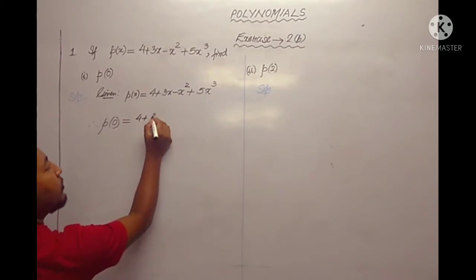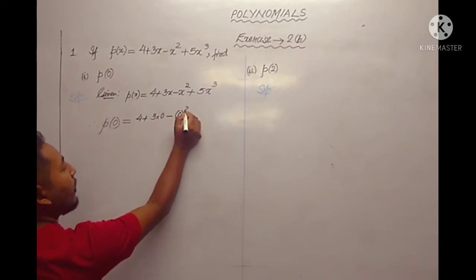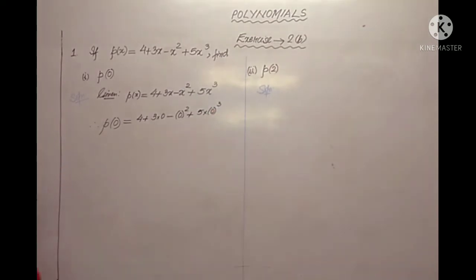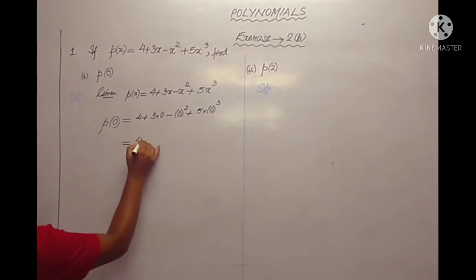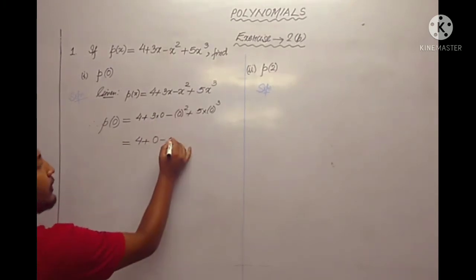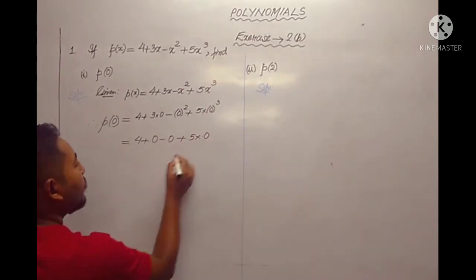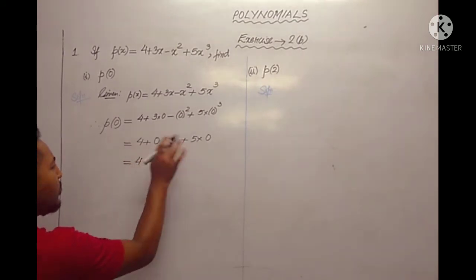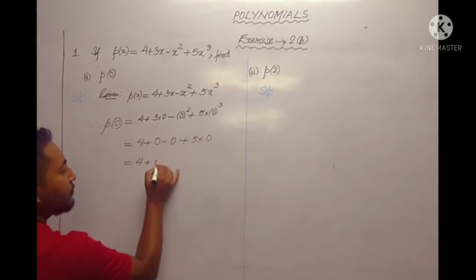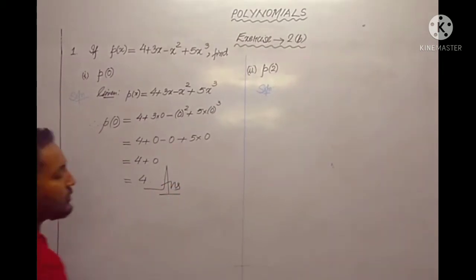Now p(0), in place of x we put 0: 4 plus 3 into 0 minus 0 square plus 5 into 0 cube. Now next you have 4 plus 3 into 0, which is 0, minus 0 square is 0, plus 5 into 0 cube is 0. So you have 4, 0, 0, no need to write. Plus 5 into 0, 0. It is simply 4. That is the answer.